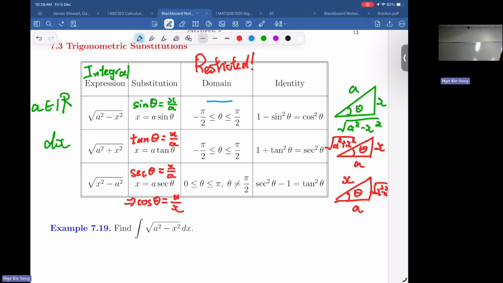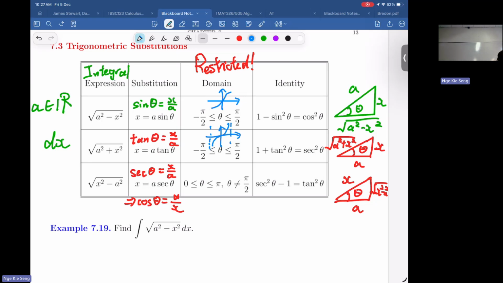Maybe let's use this color. Okay, like this. We don't want to repeat values. We don't want the part at the back. And then how about tangent x here? So tangent x is something like that, from negative pi over 2 to pi over 2.